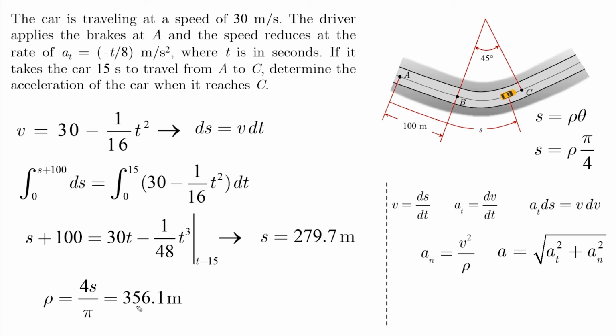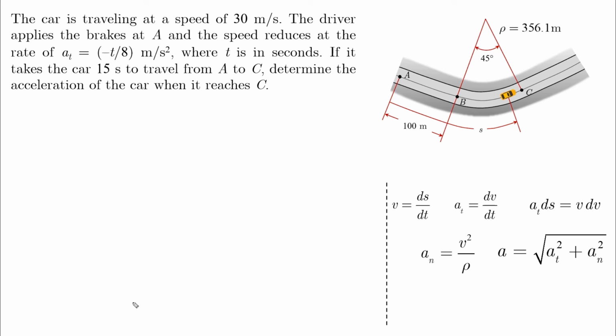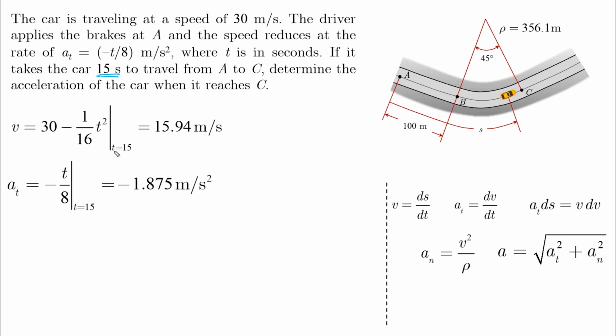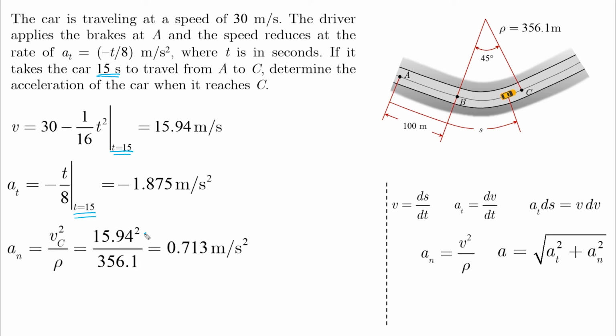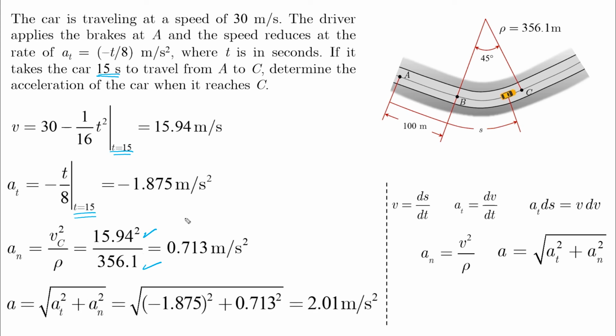And now rho can be found from our equation, which is 4s over pi, and this is 356.1 meters. So now everything is found. We have v at 15 seconds. We have a_t at 15 seconds. We have the normal acceleration also after 15 seconds, where we found v and we found rho. And the total acceleration will be the magnitude, which is going to be 2.01 meters per second squared.